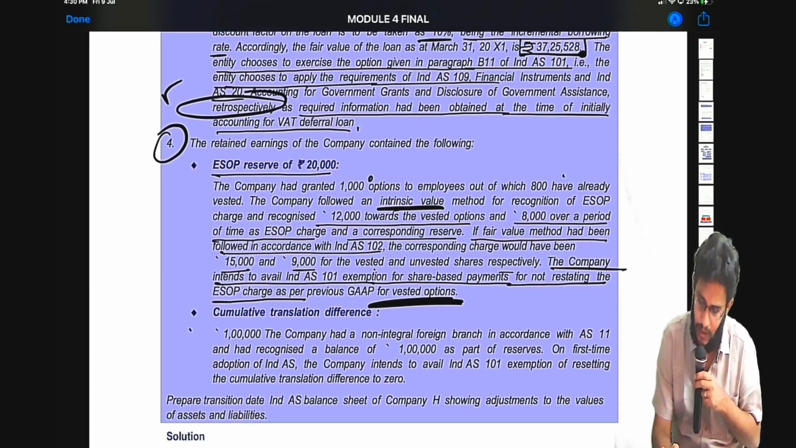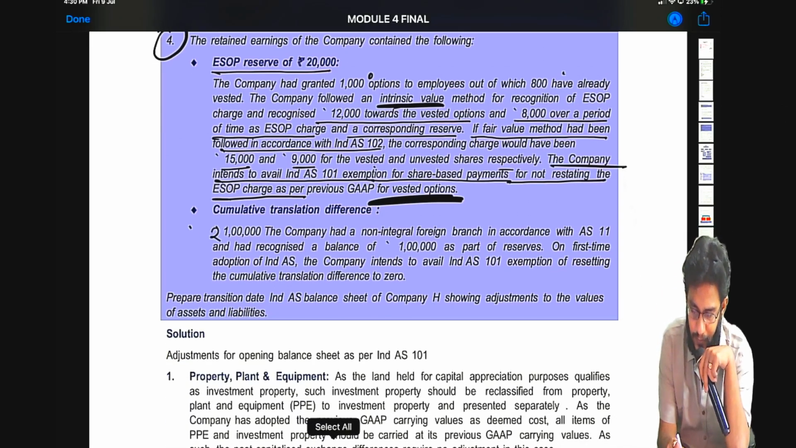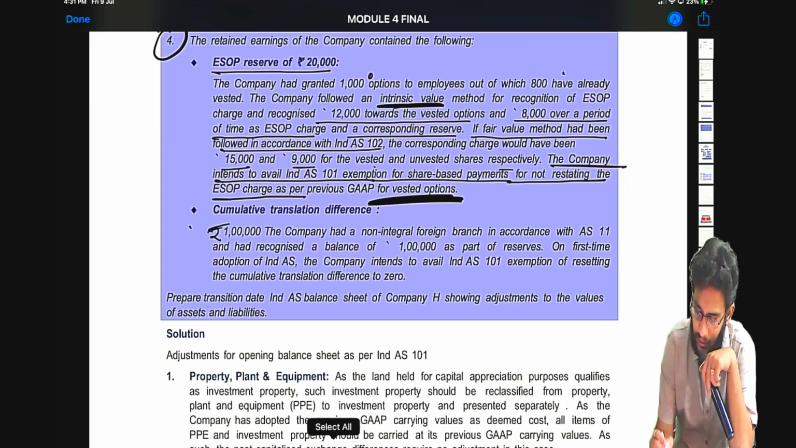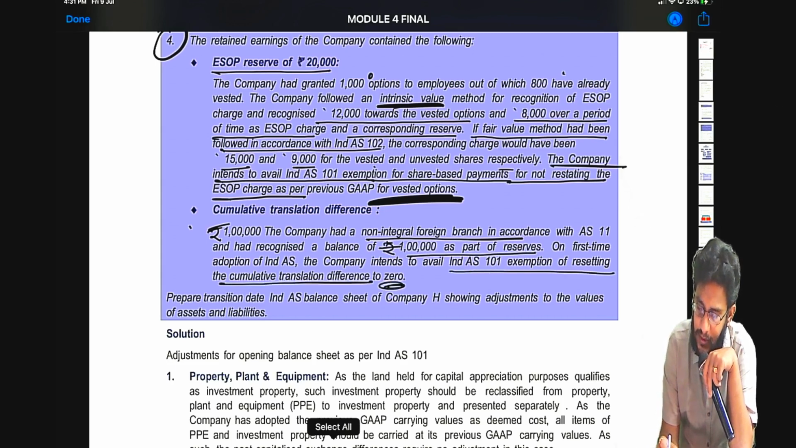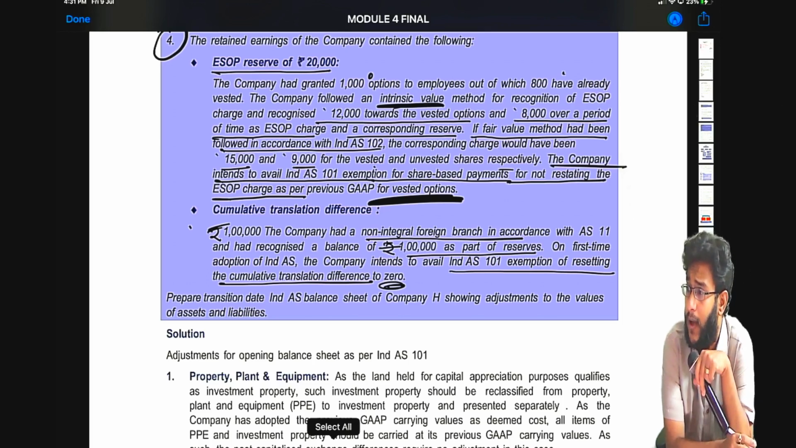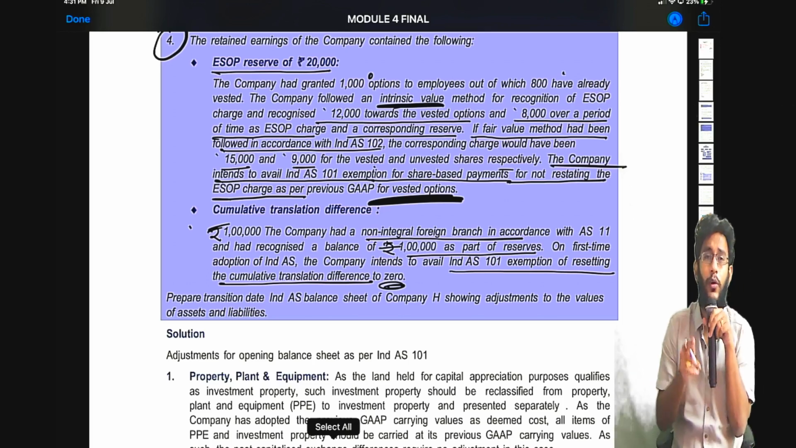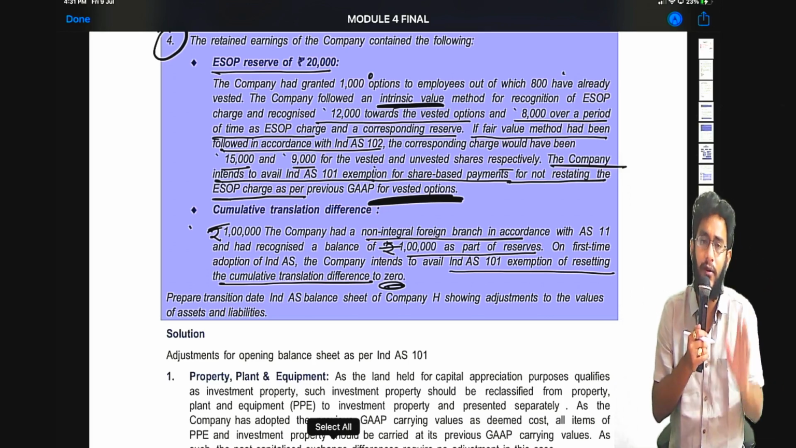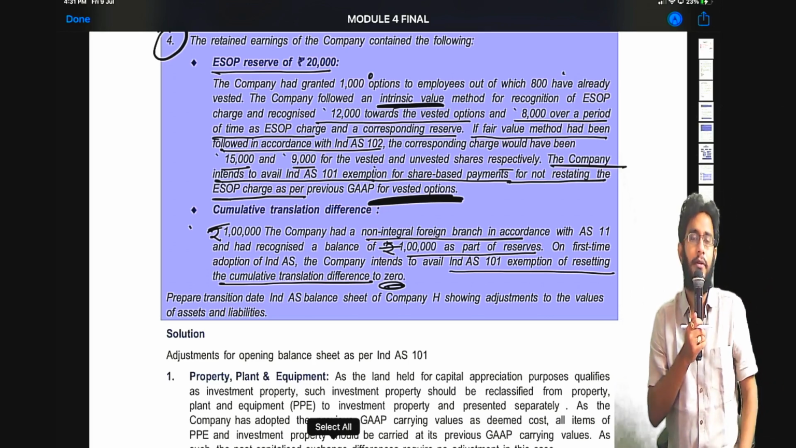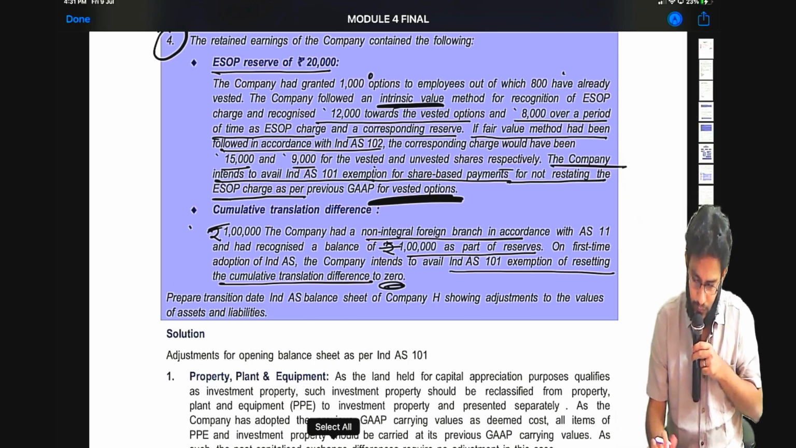Next, cumulative translation difference. Rupees 1 lakh, the company had a non-integral foreign branch in accordance with AS 11 and has recognized a balance of rupees 1 lakh as a part of reserves. On the first time adoption, the company intends to avail Ind AS 101 exemption of resetting the cumulative translation difference to 0. So FCTR 1 lakh is there, that FCTR they want to kill and make it to 0. What is your kill FCTR 1 lakh? Also add it to your retained earnings. That's all.